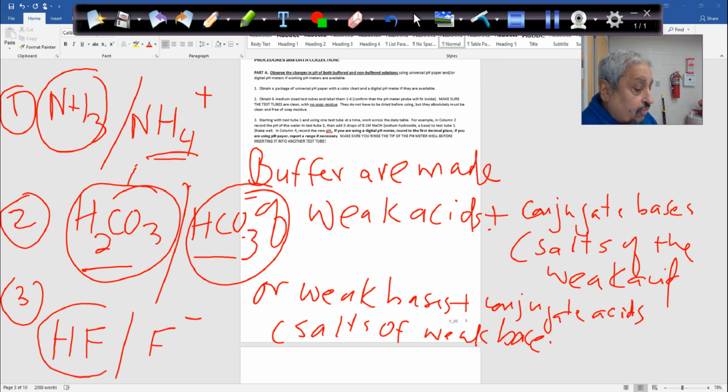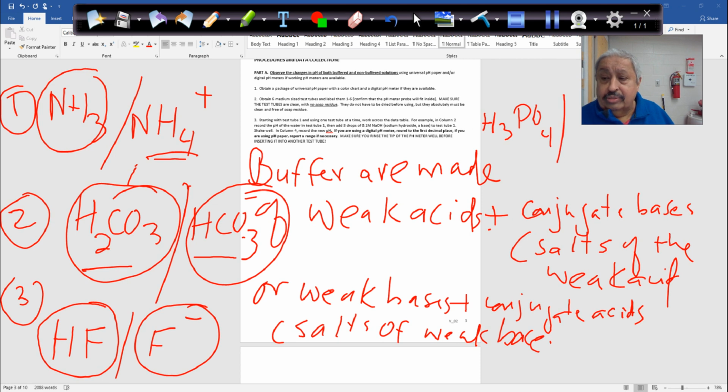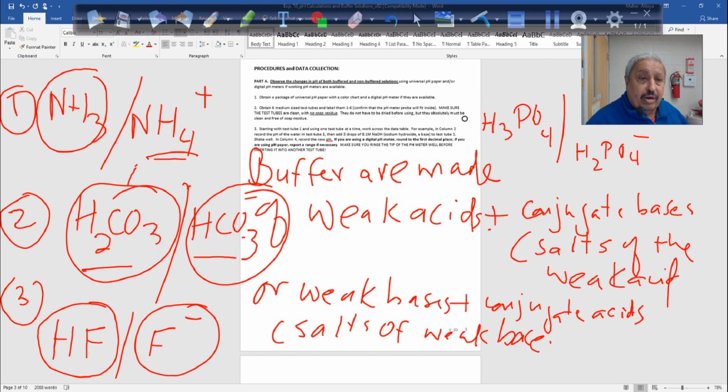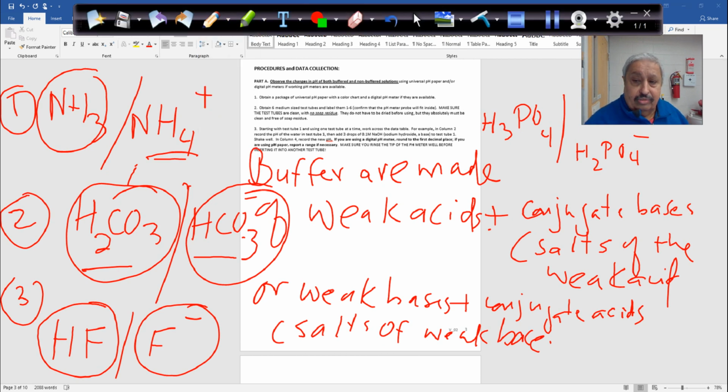This is hydrofluoric acid. Bless you. Hydrofluoric acid is a weak acid. Its conjugate base is the fluoride ion. Same token, I can add another one, phosphoric acid, and I will add its conjugate base, dihydrogen phosphate. Those are buffers. This is number 4. Now, how about if I add something looking like this, and you tell me if it's a buffer or not.